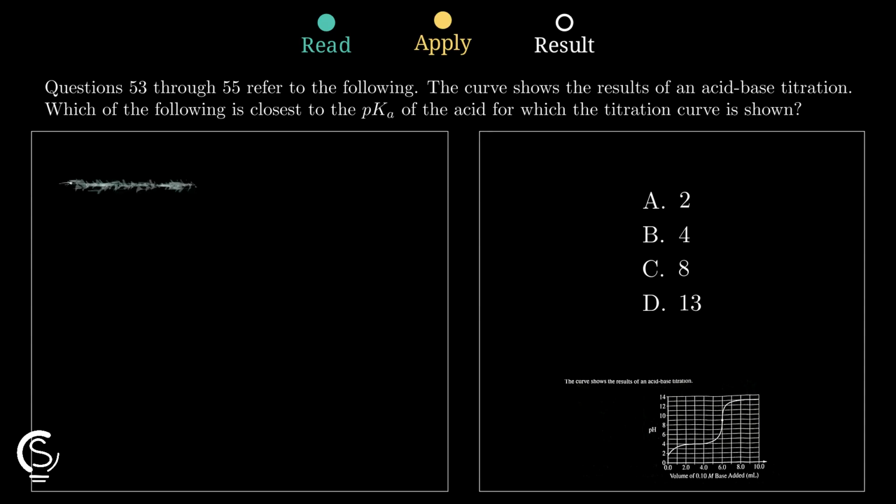Next, we find the half-equivalence point by taking half of that volume. Since our total was 20, we just look at the 10 milliliter mark on the horizontal axis instead.